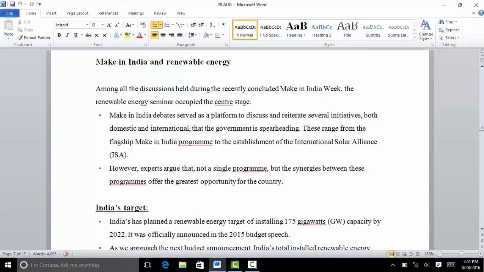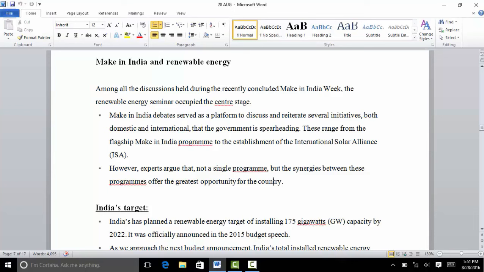Next is one article. Last day we talked about how we can build synergies between schemes, right? When we discussed interlinking, we spoke about, actually one of the students spoke about Sagarmala, how you can integrate some of the aims of Sagarmala with interlinking.